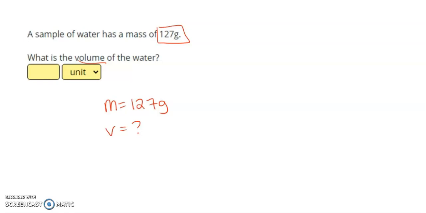Something important to remember in chemistry is that the density of water is equal to 1 gram per milliliter. Remember, milliliter is another volume unit, just like cubic centimeter. So what you can do is, if you know that, then you know that every 1 gram is going to equal 1 milliliter. So 127 grams equals 127 milliliters.